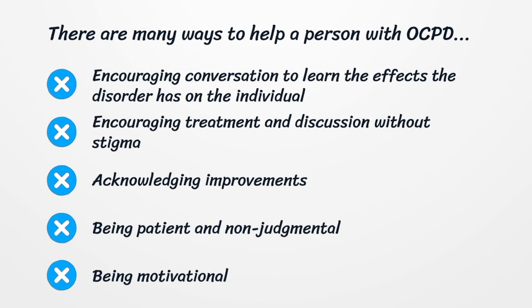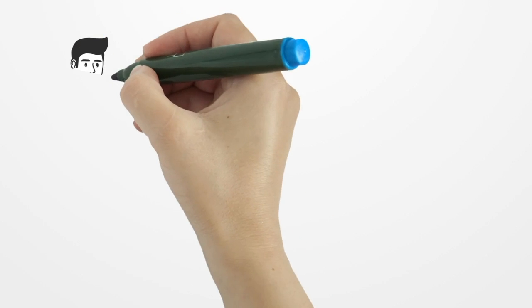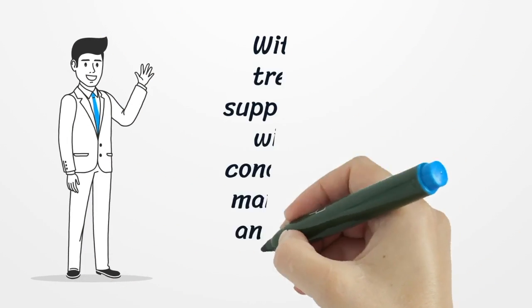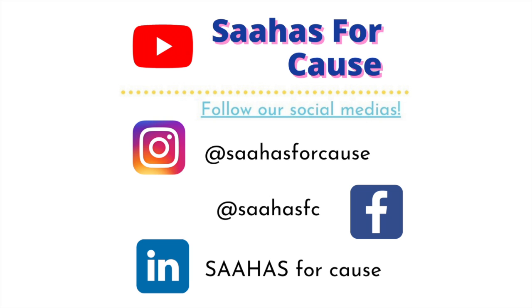Before we end today's video, remember that personality disorders are much more complex than what we often think based on societal stigma and stereotypes. With access to treatment and support, individuals with Cluster C conditions can manage their lives and improve their relationships. Avoidance, dependence, and OCD disorders are things that many people live with, so as individuals, it is important to educate ourselves and combat misinformation.